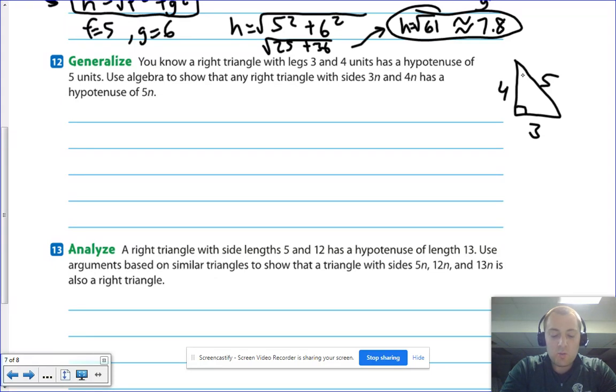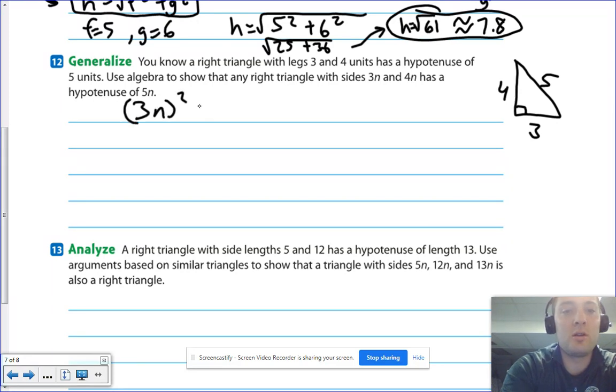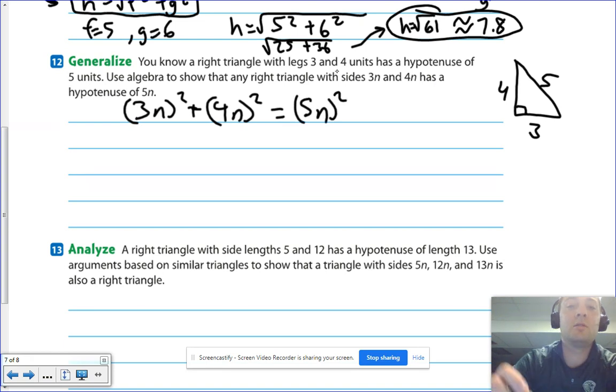So we want to essentially show that 3n squared plus 4n squared equals 5n squared. That's what we're trying to show.